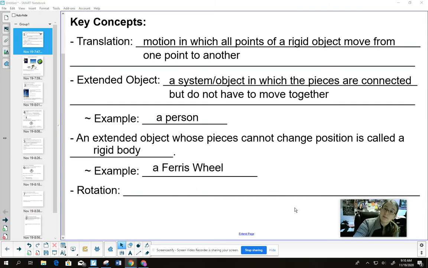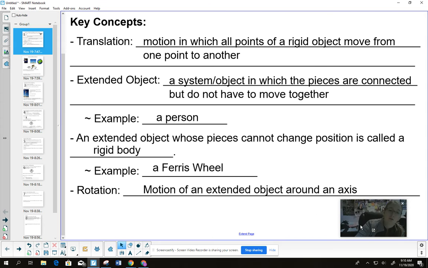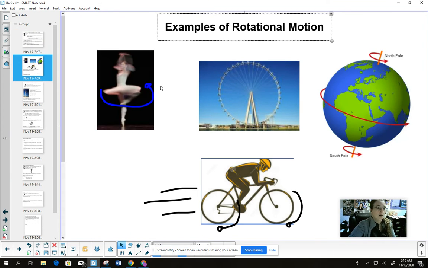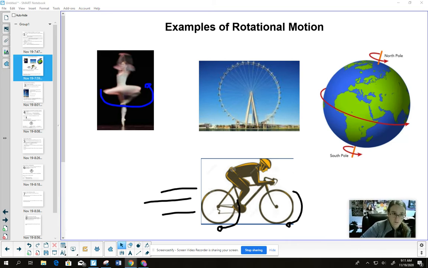What we're going to be talking about in this whole unit is basically rotations, which is motion of an extended object around an axis. If I have my Totoro here, the axis would be like his belly, and I'm rotating him, right? That's what we're going to be looking at today. This is different motion than just straight line, very different. So, some examples of rotational motion here.